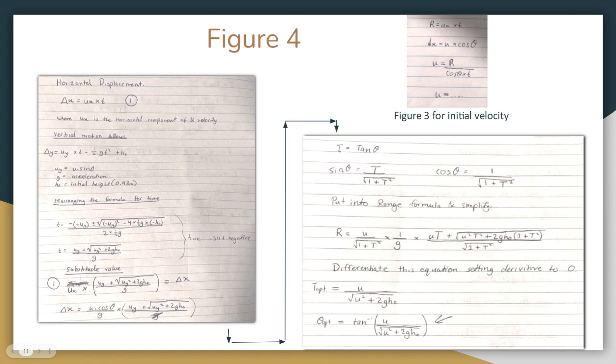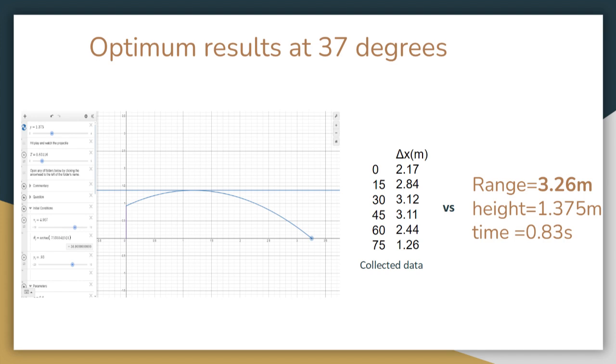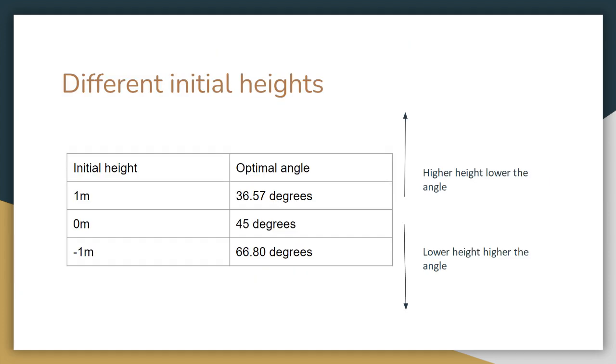As seen in figure 4, through the usage of figure 3's formula for initial velocity, the calculations for the formula for the most optimal angle were derived. After applying the formula, the most optimal angle for horizontal range is 37 degrees, which is in our expected range. Changing the initial height changes the optimal angle, as we can see here.